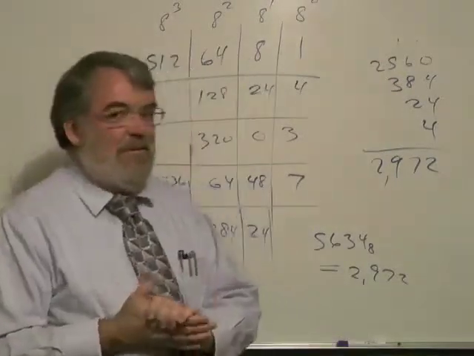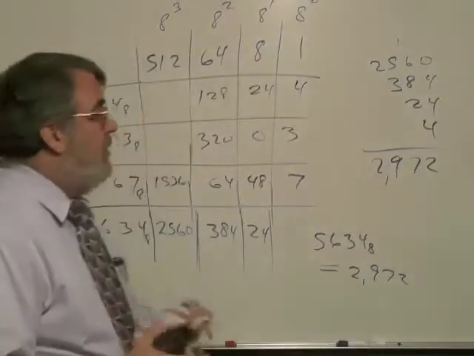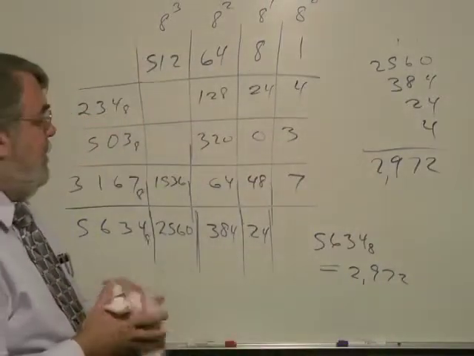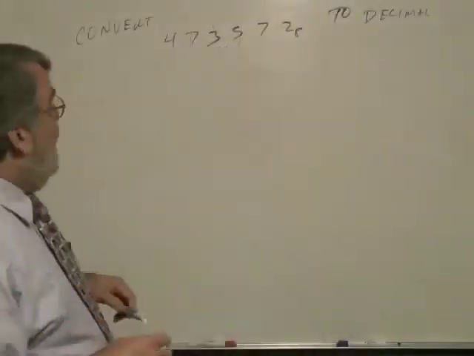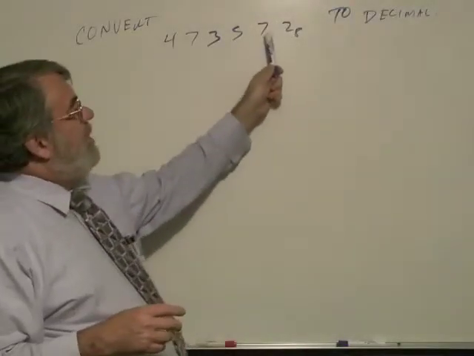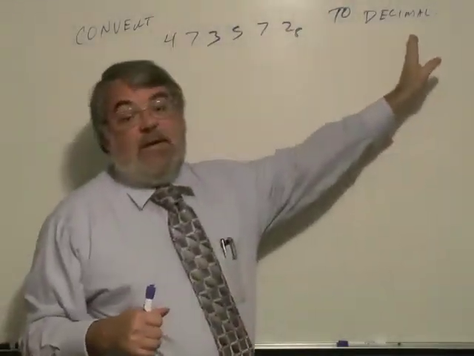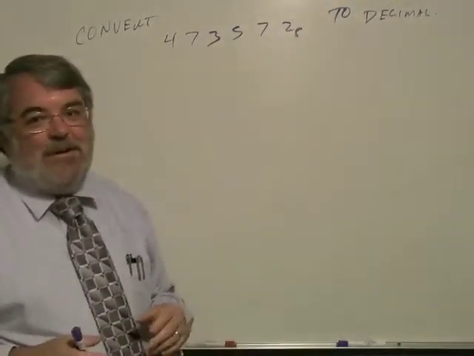All right, let's try one big one, just to see if we can do it. So, one large number in base 8 will convert to decimals, a little bit larger than what we've been doing. All right, so here's our number. Here's our challenge: 473572 base 8 converted to base 10. I call it decimal. Decimal is base 10.